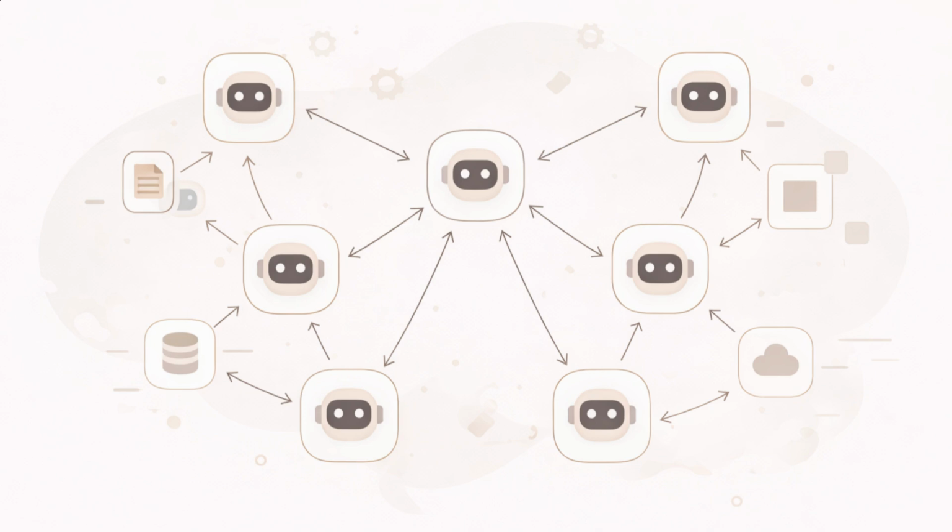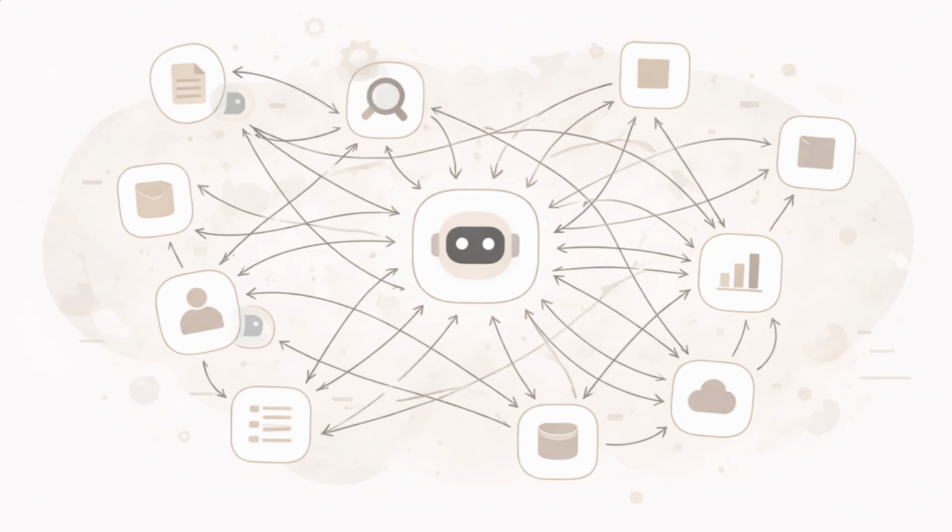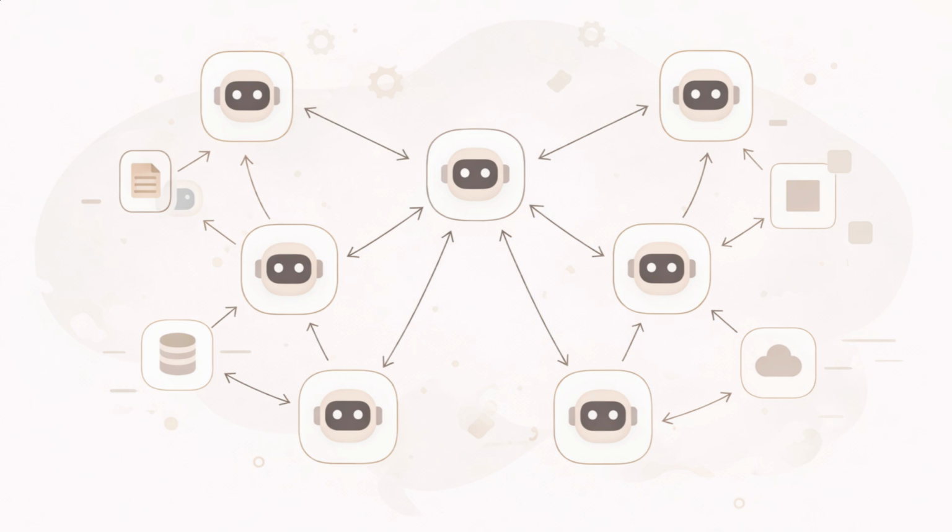In this video, we're going to walk through how multi-agent workflows work in OpenClaw and how to build one. The core idea is simple. As workflows get more complex, a single agent becomes unreliable. It has too many responsibilities, too much context, and too many decisions to make. The solution is to split the workflow across multiple specialized agents, coordinated by an orchestrator.